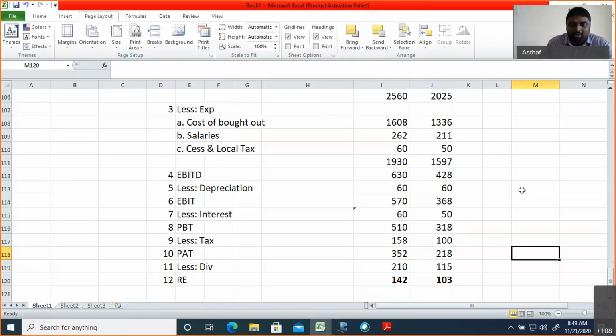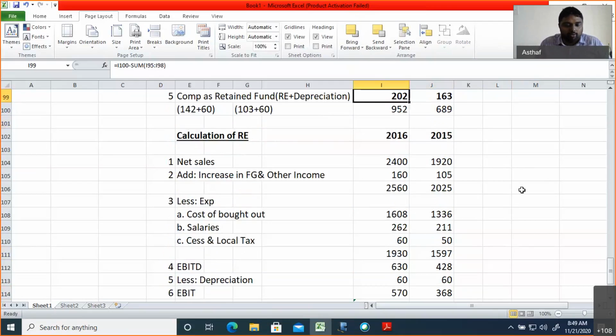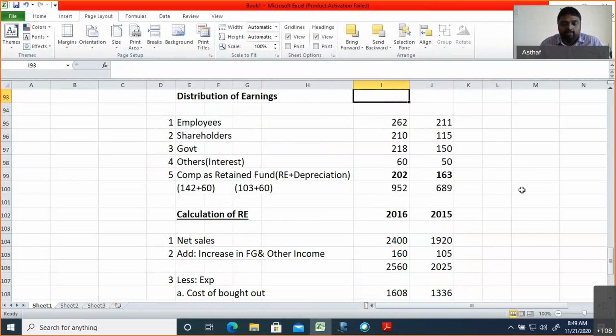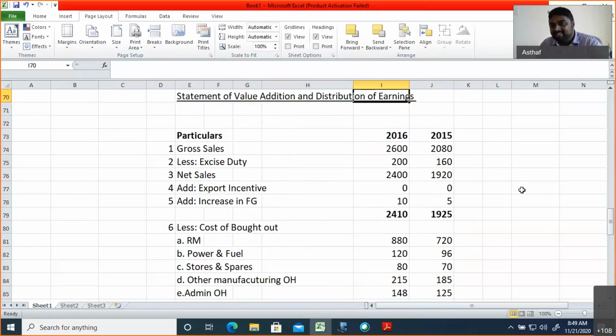So hope you have completed. We have finished the answer. For your benefit, we have discussed in detail how to find out retained earnings and depreciation. We have proved the answer is correct, and we have discussed the format.